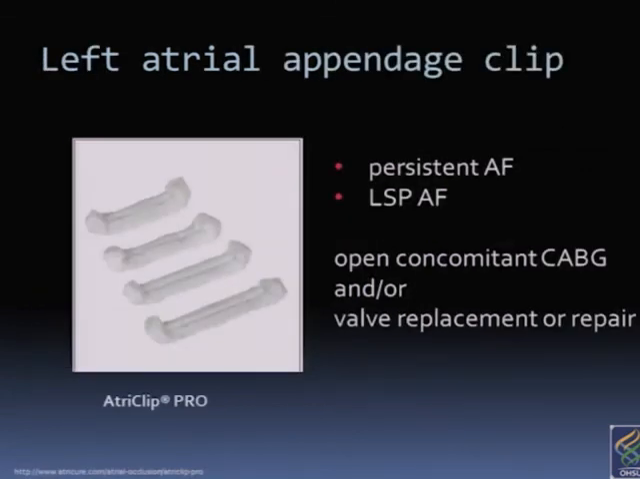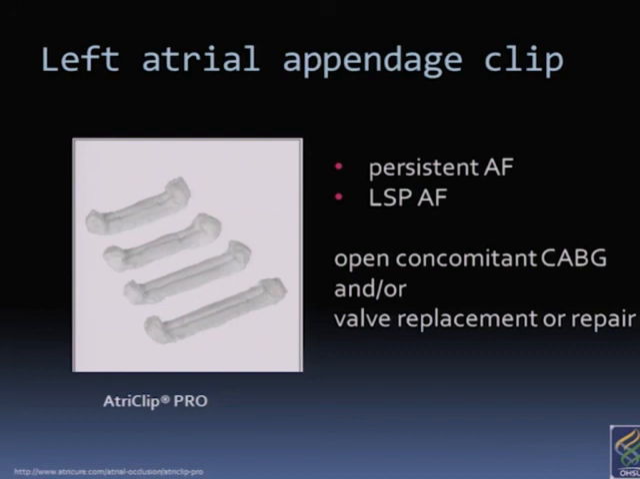And the last device that I want to touch on is the left atrial appendage clip. These are used in patients with persistent atrial fibrillation or long-standing atrial fibrillation, and they're not placed exclusively. So they're usually placed in patients who undergo concomitant CABG or valve replacement or repair. They come in different sizes, and their goal is to exclude the left atrial appendage and therefore reduce the risk of thromboembolic events.